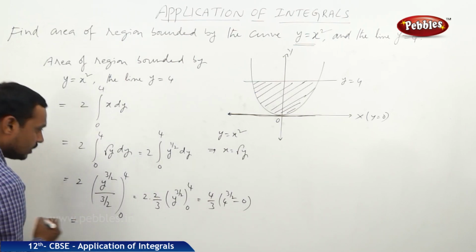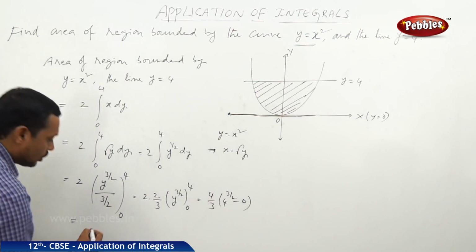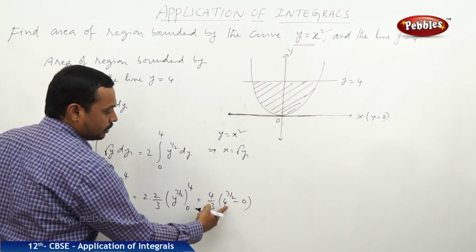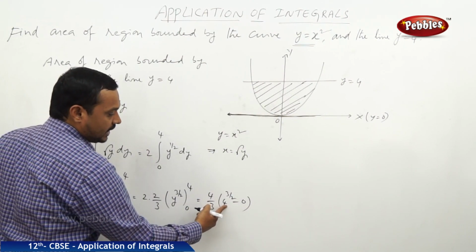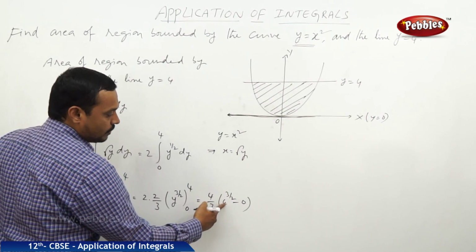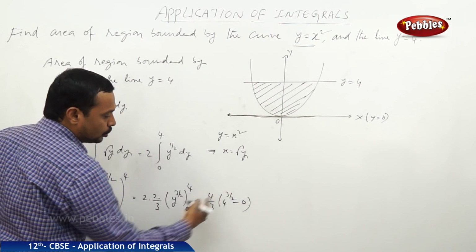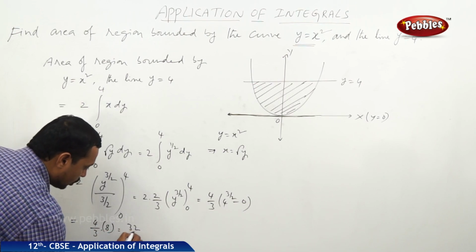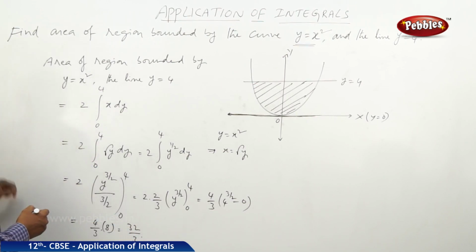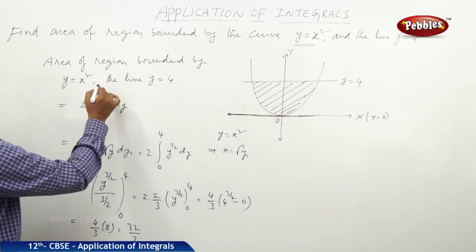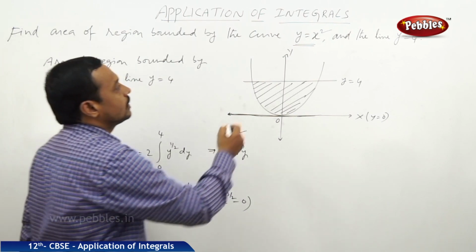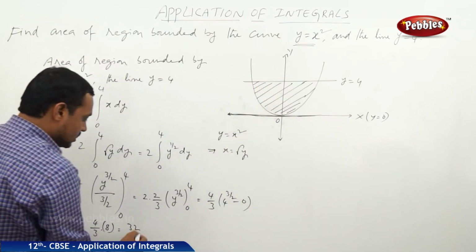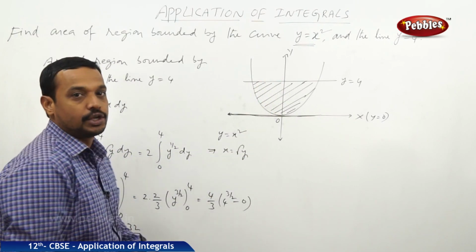So finally the area is equal to 4 by 3 into 4 power 3 by 2. You know 4 can be taken as 2 square. 2 square whole power 3 by 2 is equal to 2 cube, that is equal to 8. So 4 into 8 is equal to 32 by 3 square units. Hence the area of the region bounded by the curve y is equal to x square and the line y is equal to 4 is 32 by 3 square units.